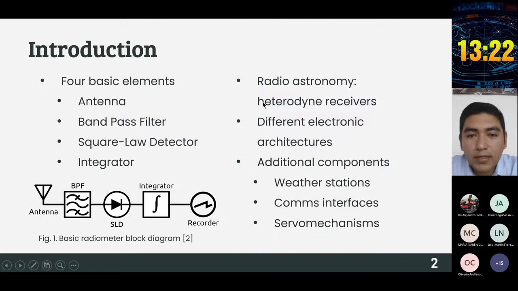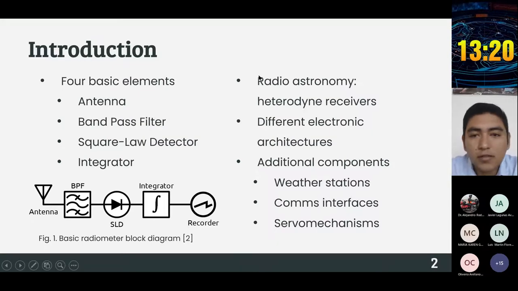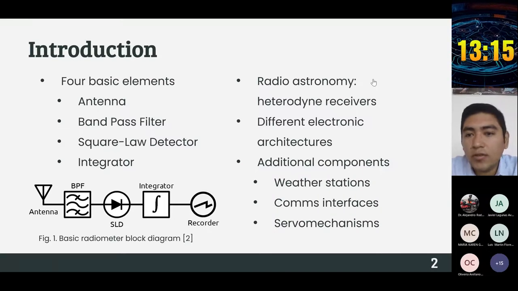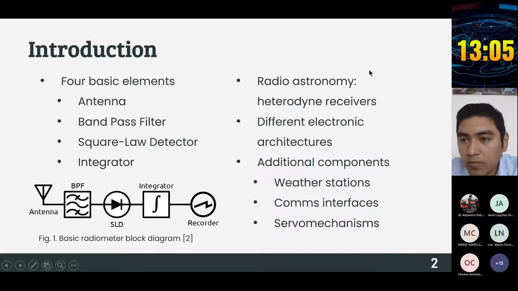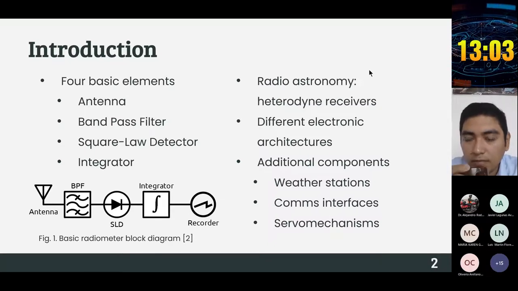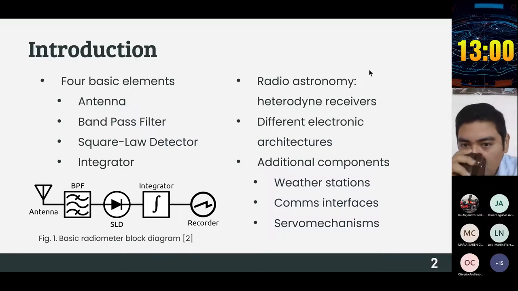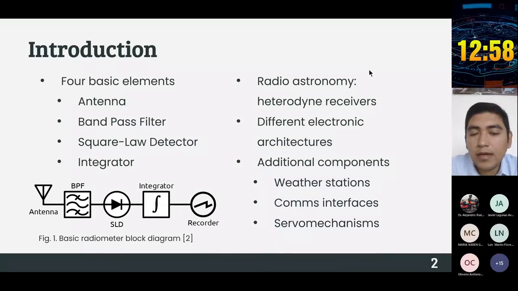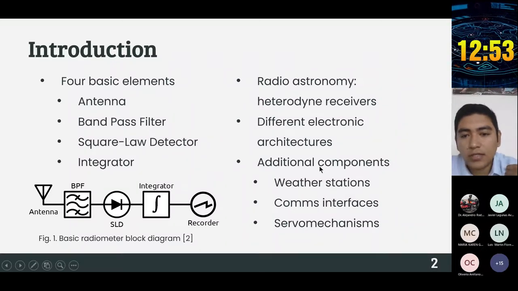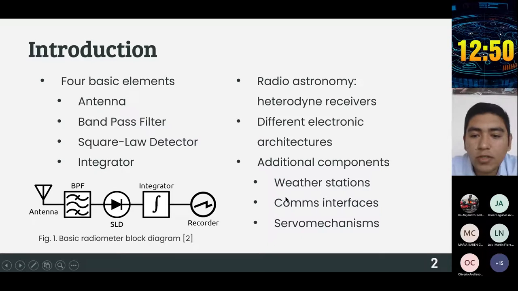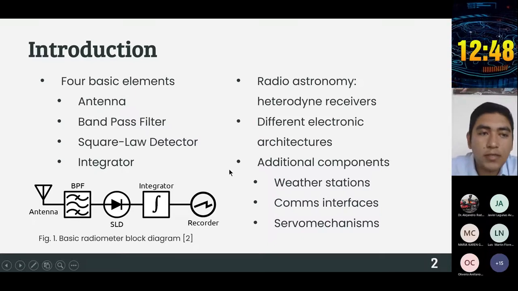In radio astronomy, there are high frequencies that go from gigahertz to terahertz. In this way, we use the heterodyne technique in order to lower the frequencies to perform the data acquisition with the actual electronics. These instruments use different electronic architectures that use additional components such as weather stations, communication interfaces, and servo mechanisms.